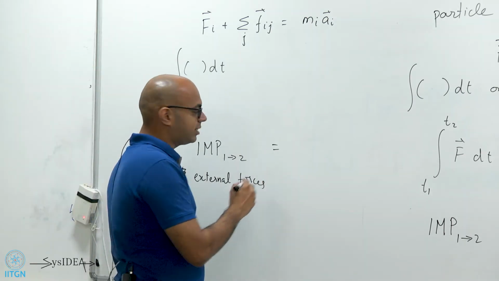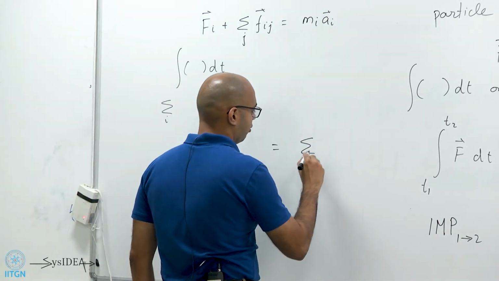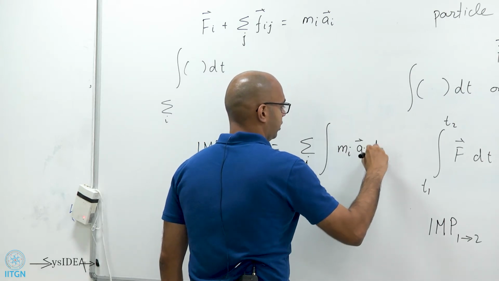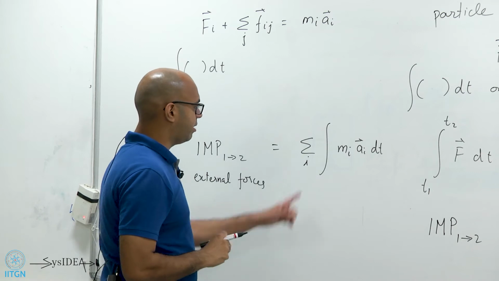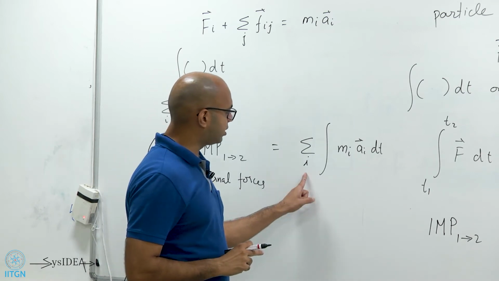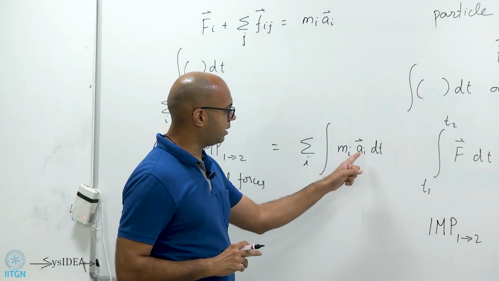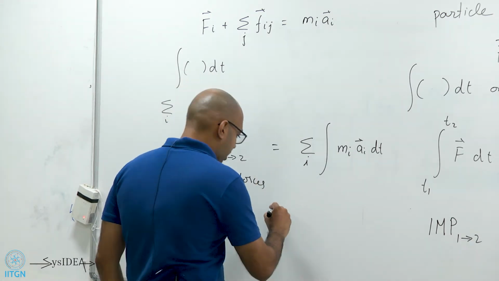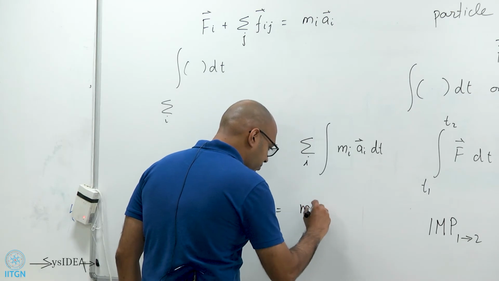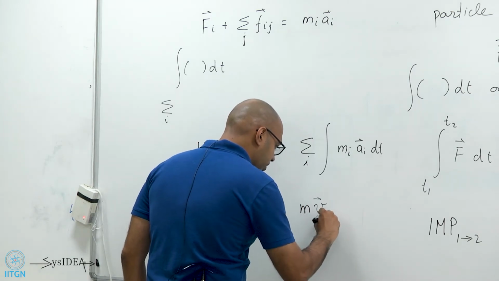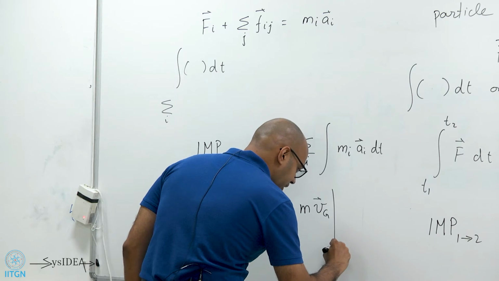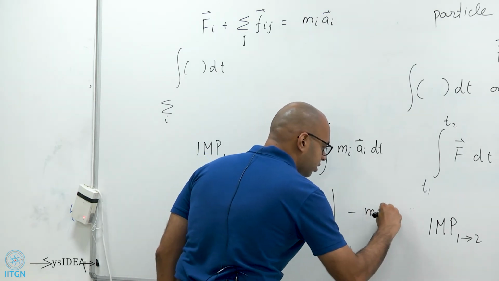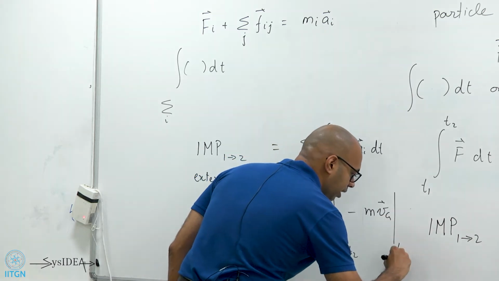On the right hand side, you will get a summation over i of the integral of mi ai dt, and the same thing applies, but now you have a summation. So you would have mi vi summed over i. That would again give me the total mass times the velocity of the center of gravity, at time t2 minus time t1.